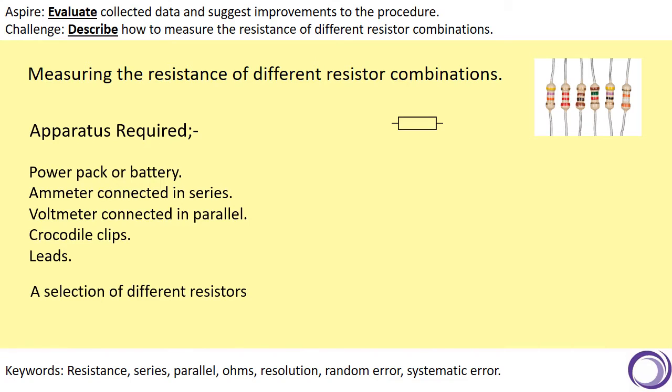We can find the resistance of one resistor. We can then connect them in series and find the total resistance of those. Then we could find the total resistance of 3 in series. You could do a lot more if you've got time.